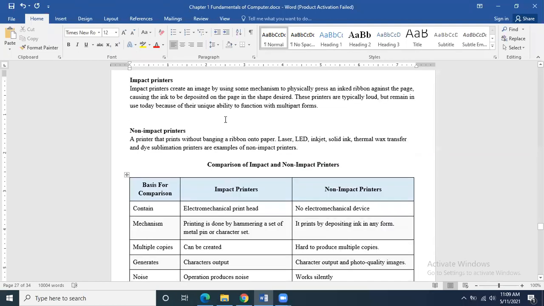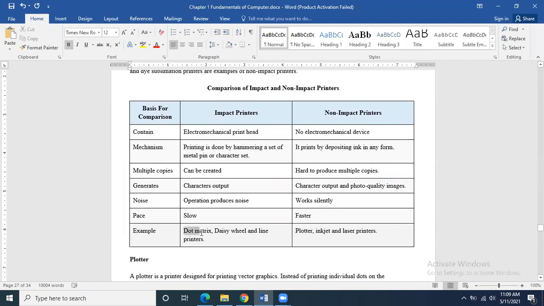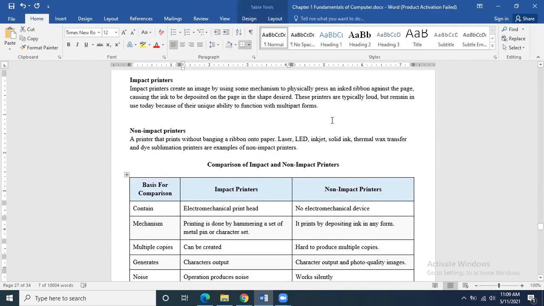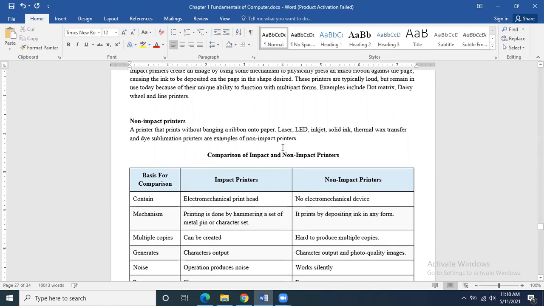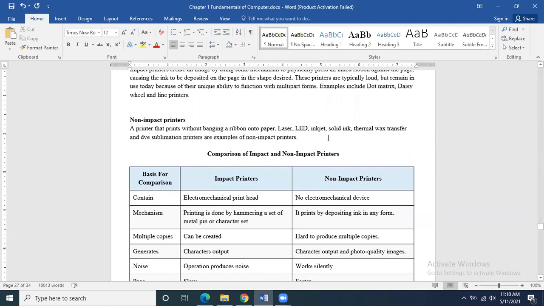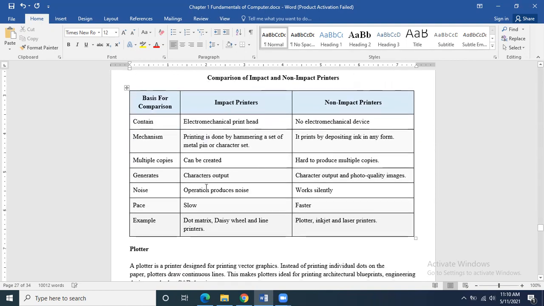Okay, so what are the examples of the printers? In impact printers we have daisy wheel printers and the dot matrix printers. In non-impact printers, we have laser printers, inkjet printers, and thermal wax printers. These are the different printers available.